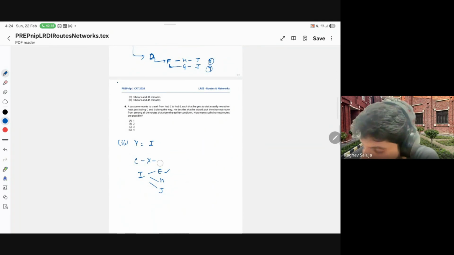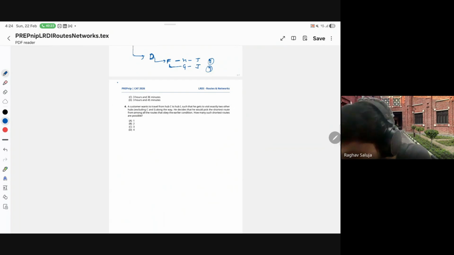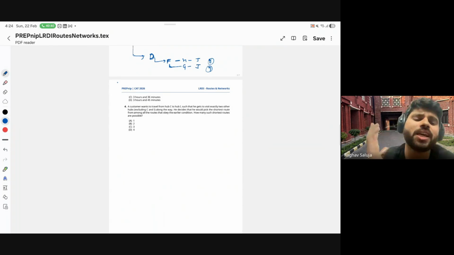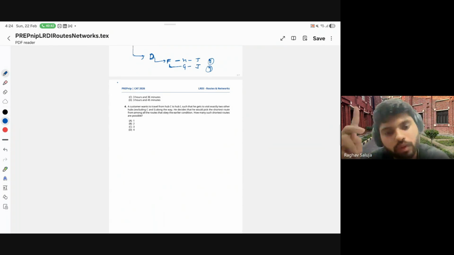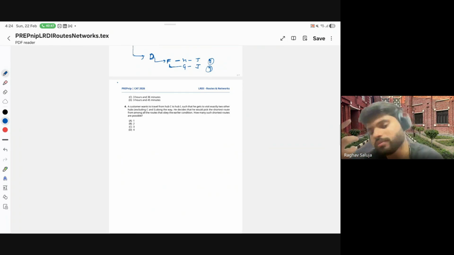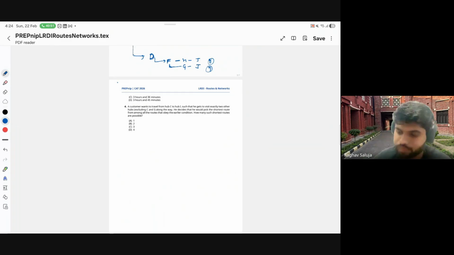Fourth question. A customer wants to travel from hub C to hub I such that he gets to visit exactly 2 other hubs, excluding C and I, along the way. He decides that he would pick the shortest route from among all the routes that obey the earlier condition. How many such routes are possible? Same ditto question है. उसमें सबका डिस्टेंस निकाल के मैक्स वाला लेना था, इसमें सबका निकाल के मिन वाला लेना था. And you have to see कि वो min distance कितने paths पे आ रहा है. That is it. Let's solve this also.